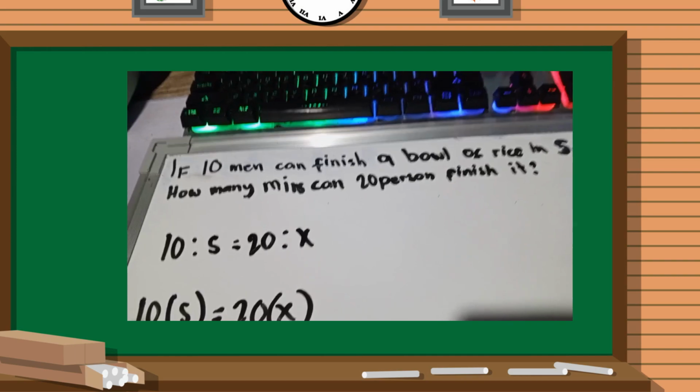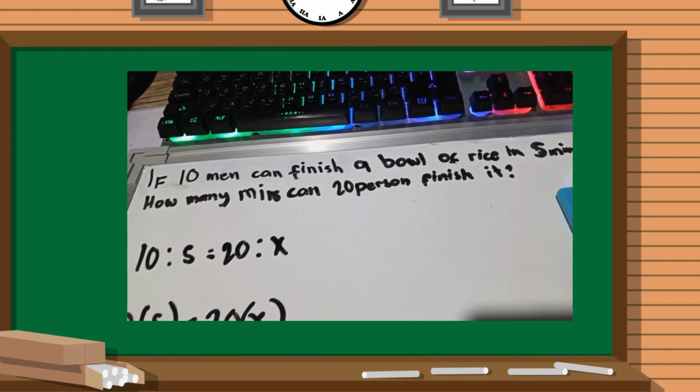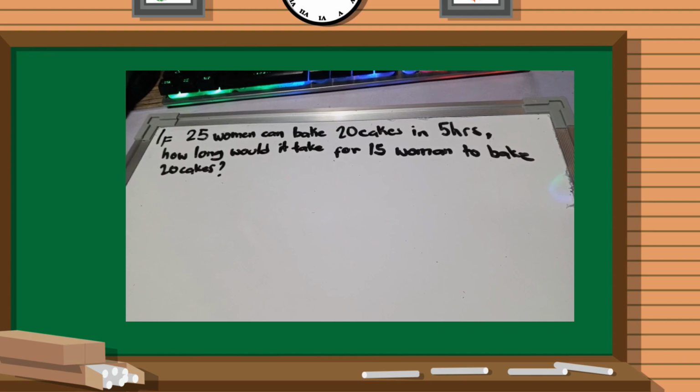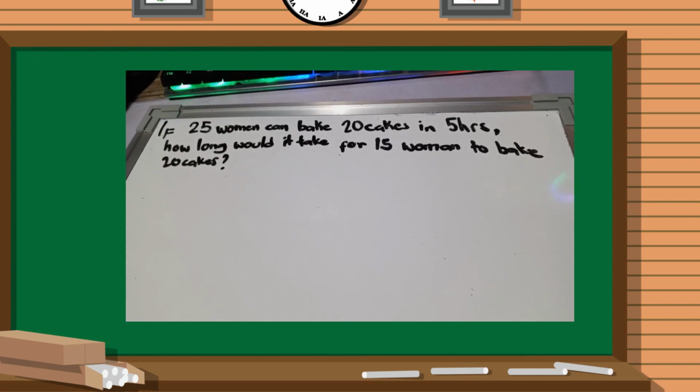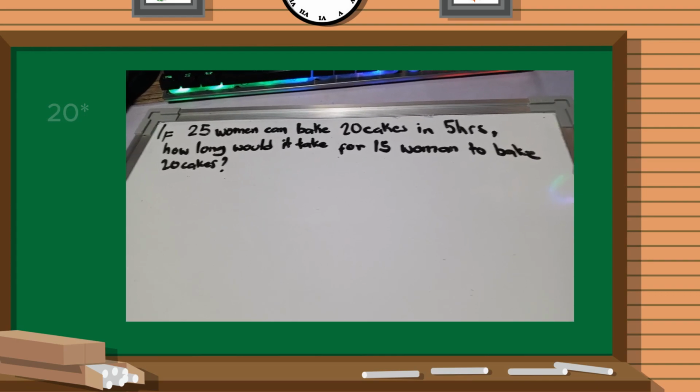So, in the question, if 10 men can finish a bowl of rice in 5 minutes, how many minutes can 20 men finish it? The answer should be 2.5 minutes. Next question goes, if 25 women can bake 20 cakes in 5 hours, how long would it take for 15 women to bake 15 cakes?